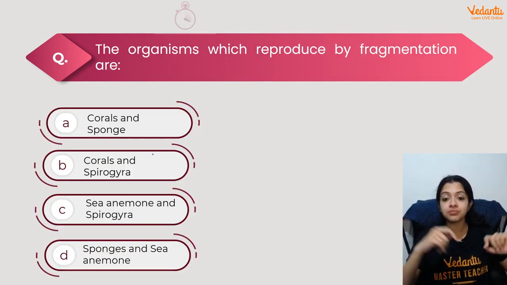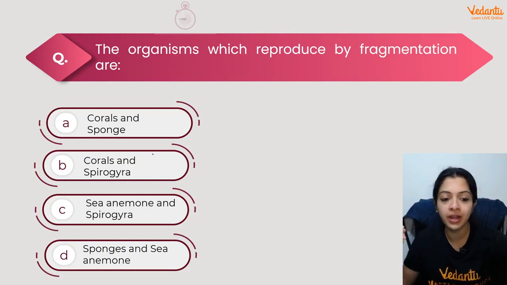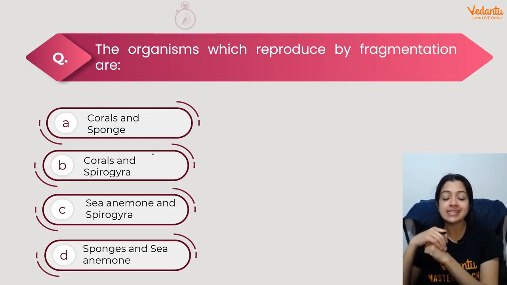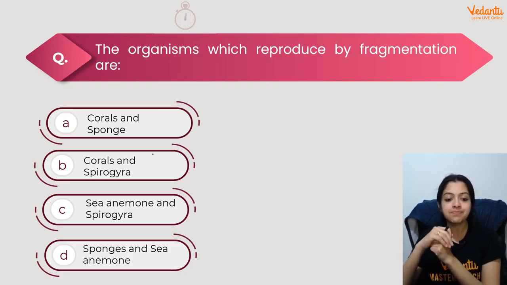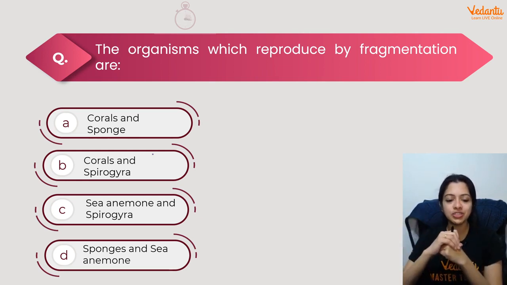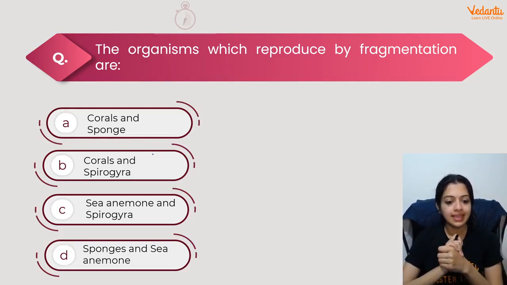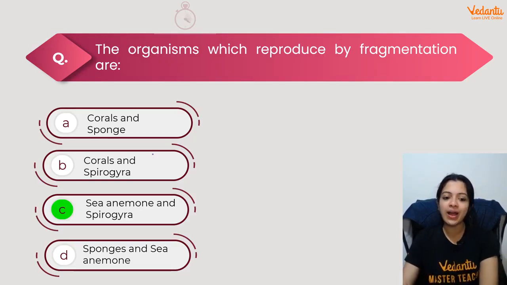Next, organisms which reproduce by fragmentation. What are they? Corals and sponge, corals and spirogyra, sea anemone and spirogyra, sponges and sea anemone. What would the answer be? Reproducing by fragmentation. Yes, start with what you know. Your time ends in 3, 2, 1, and go.